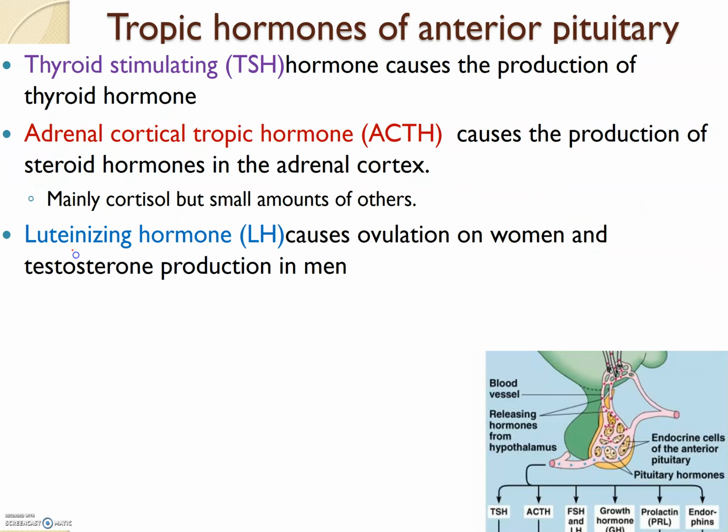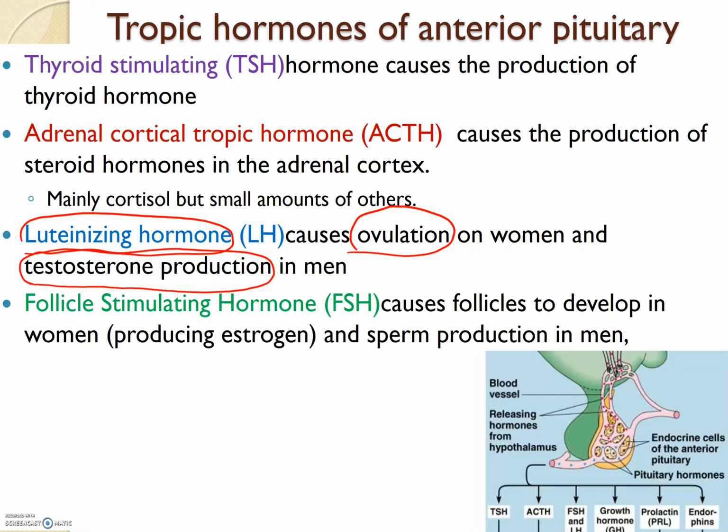Luteinizing hormone is the next one. And this one causes ovulation in women. It is a very fascinating feedback mechanism, and it causes testosterone production in men. So, luteinizing hormone causes ovulation in women and testosterone production in men. And that's all we're going to talk about luteinizing hormone. We'll talk more when we get to the reproductive system.